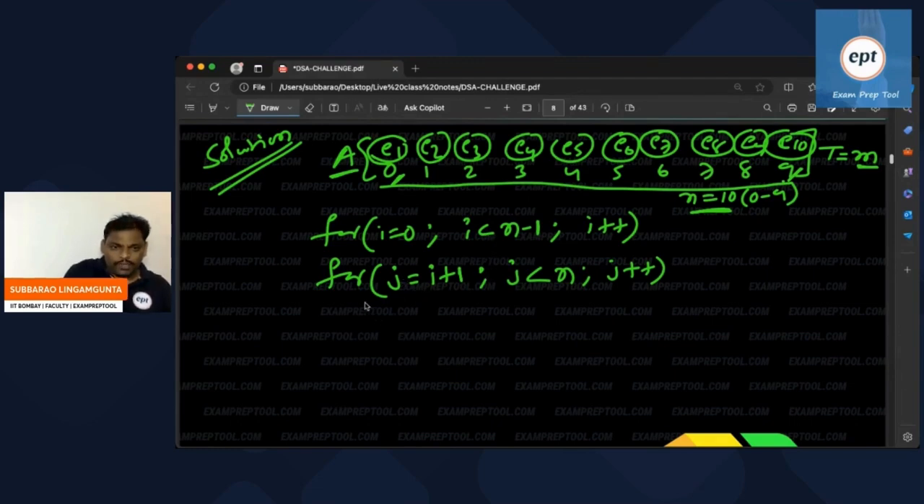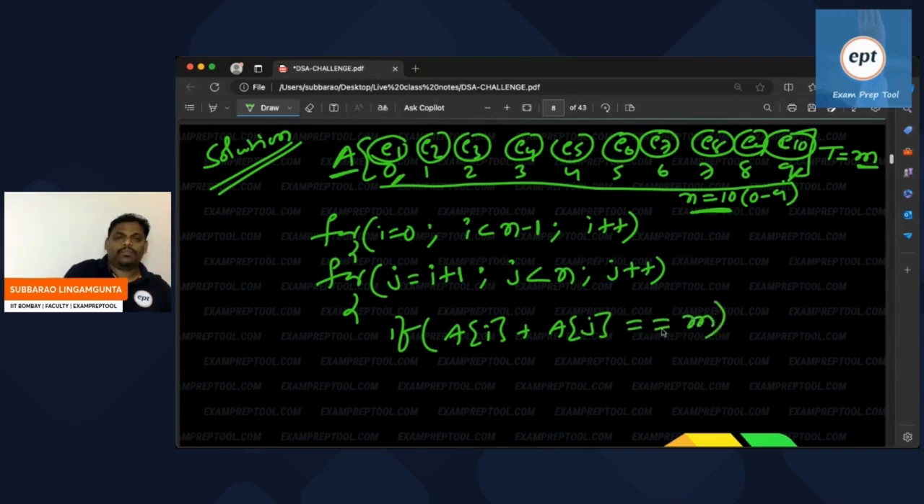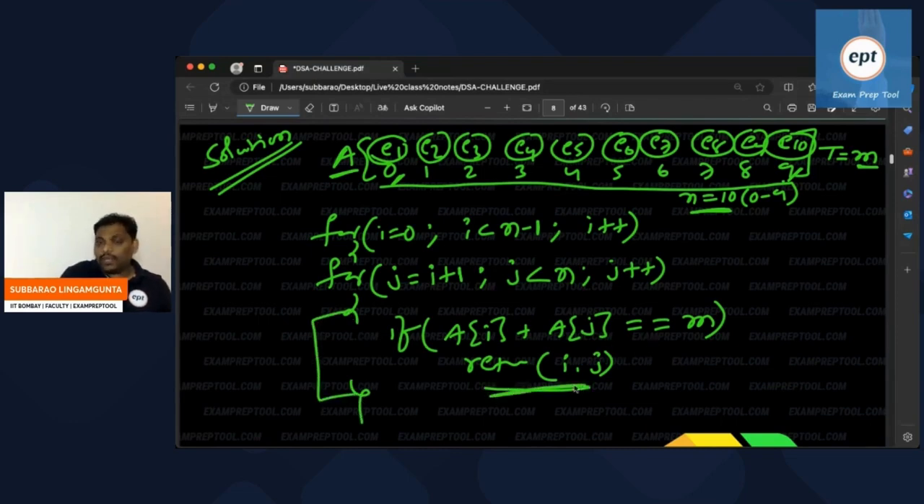So this is the condition. Simply take two for loops. Just one condition for the answer. If a of i plus a of j is equal to target M, then return i, j, you want indexes. Otherwise, it will continue further. If condition is true, return i, j. If not, j plus plus, then i plus plus.